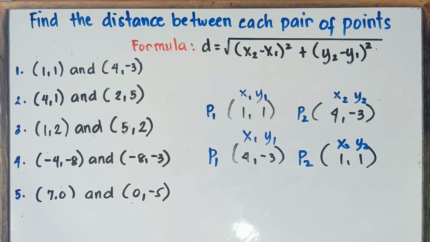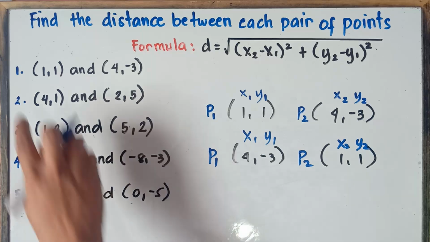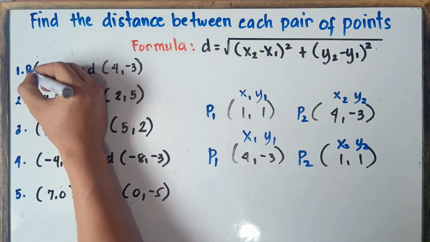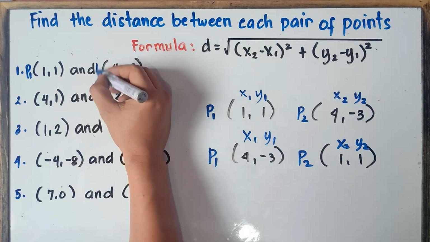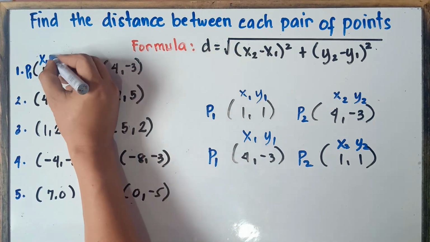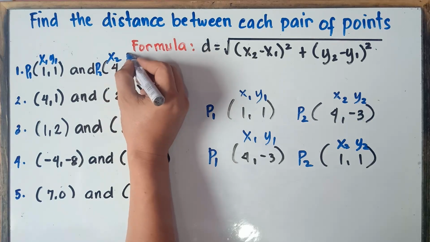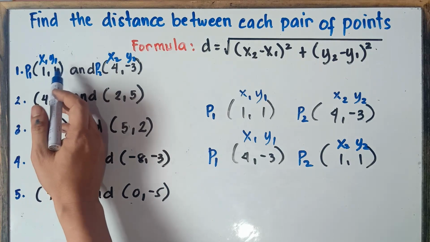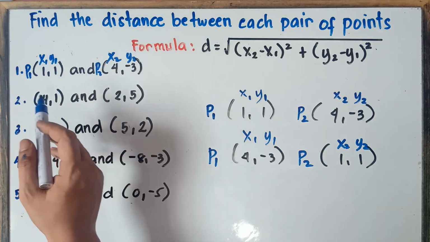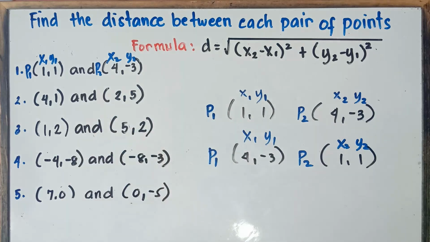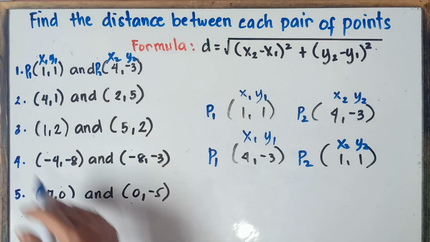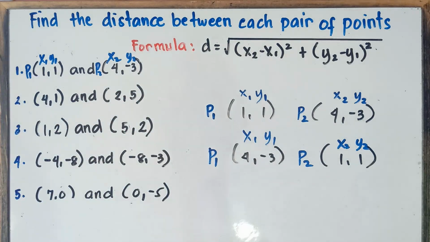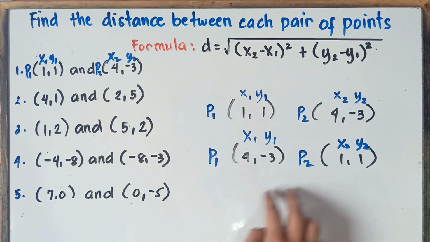It doesn't matter, class. So don't make things complicated. The first point will be our point 1, and the second point will be your point 2. So this will be x sub 1, y sub 1, x sub 2, y sub 2. Even if you interchange that one, I'm sure you will have the same answer. We will try that later on.